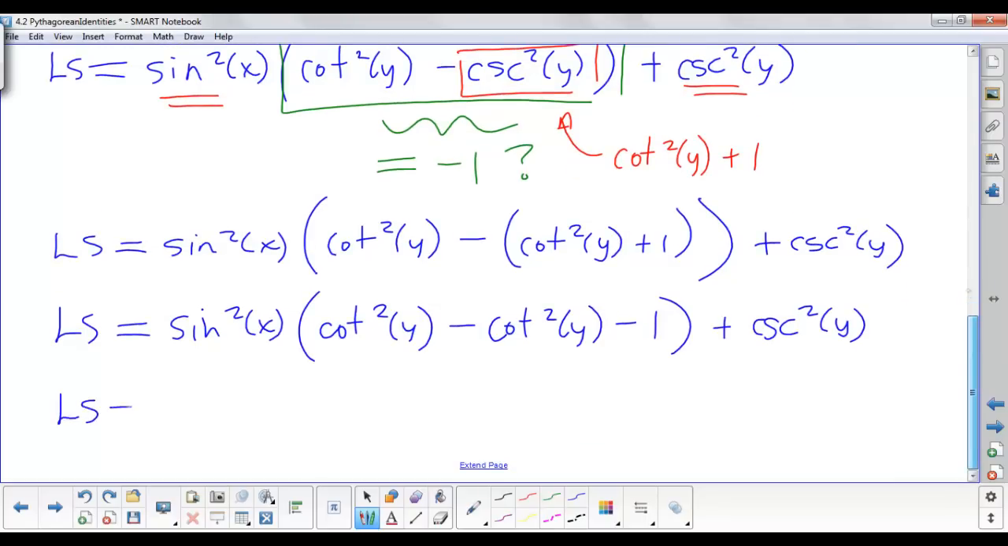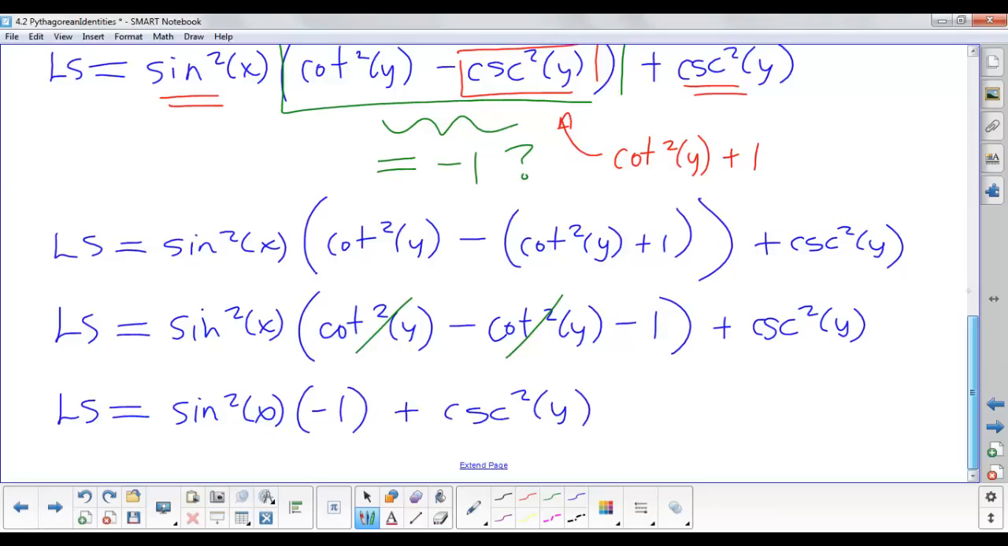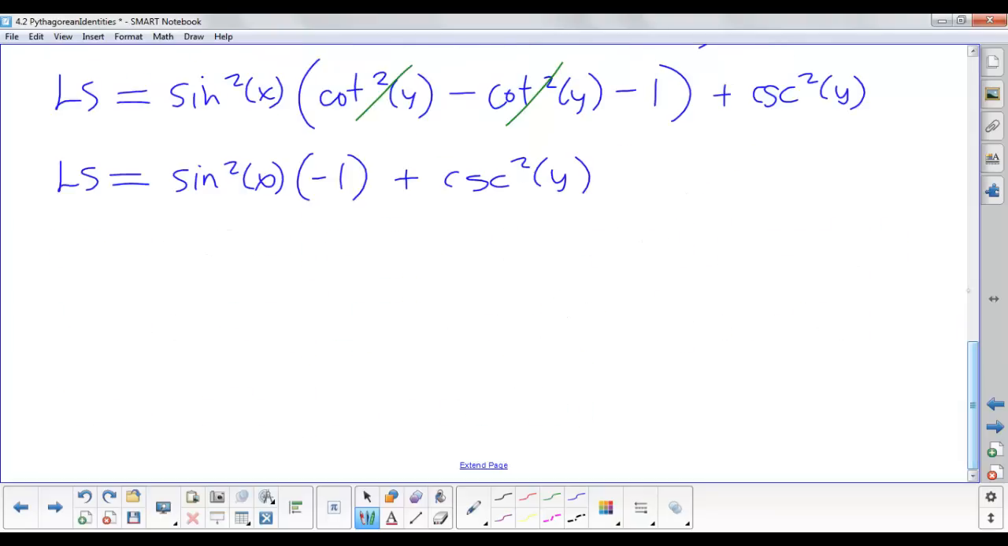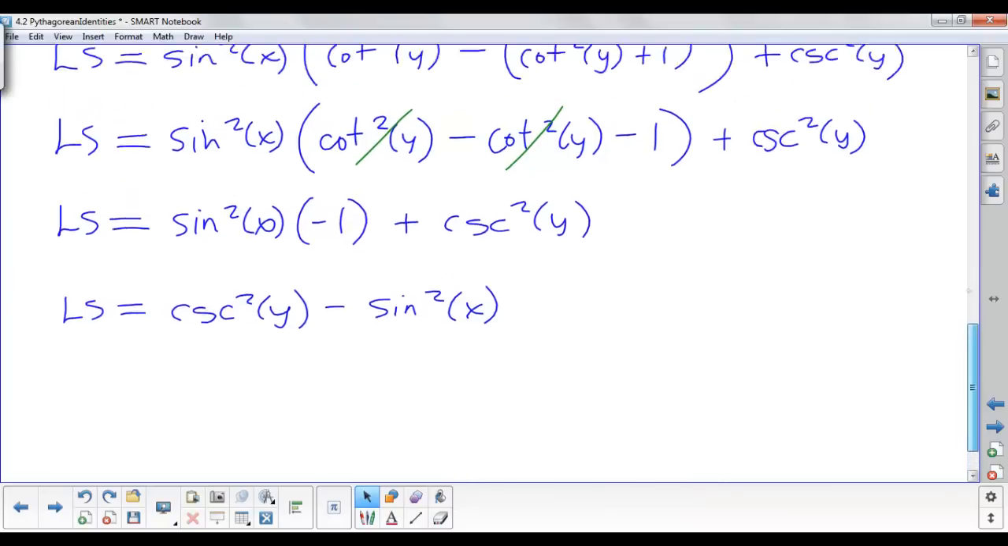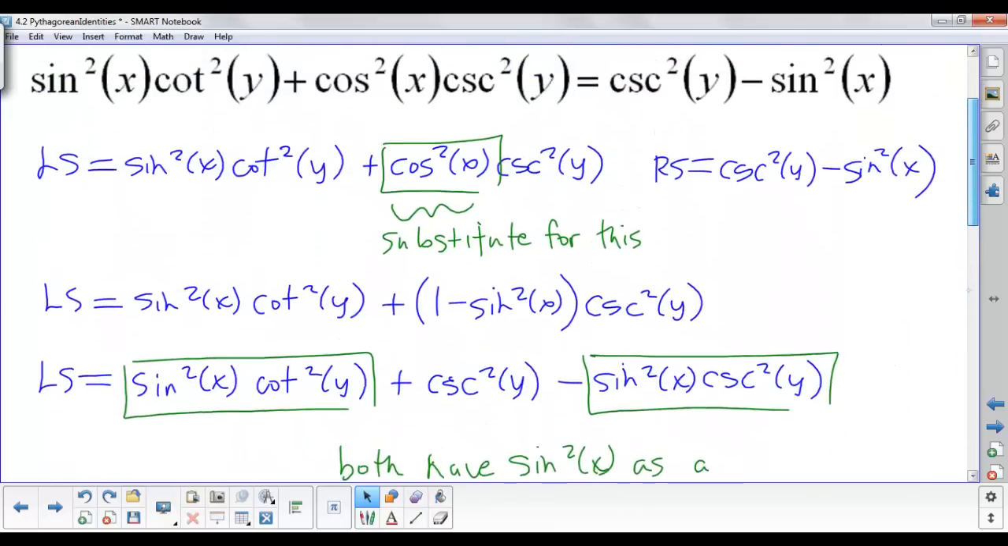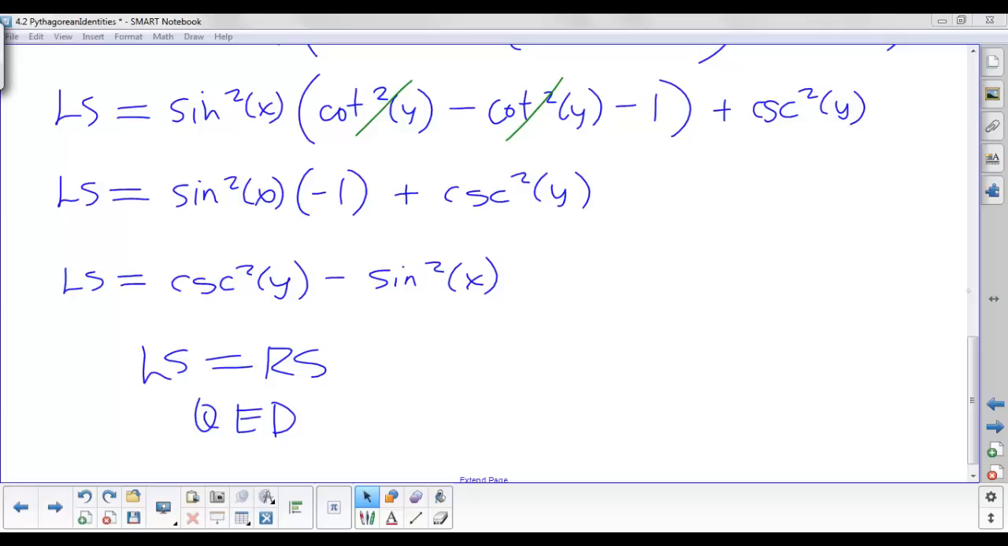And what I'm able to do inside the brackets here, cotangent squared y minus itself, those two terms are actually going to essentially eliminate each other. So I'm actually going to be just doing sine squared x times -1, and I have to add to that cosecant squared y. So another way of writing that would be cosecant squared y minus sine squared x. And if we go all the way back to what we started with at the top, you'll notice that was exactly what the right side was supposed to equal. So we've now arrived at the left side equaling the right side, so we're actually finished the question.